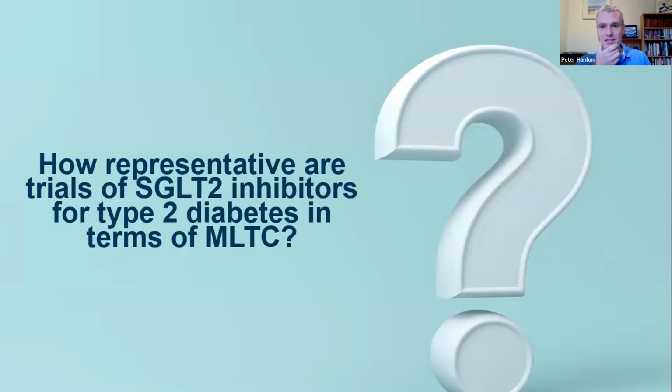So the last bit, and then I'm keen to open it up for questions and discussion, is taking one of those classes as an example. So the SGLT2 inhibitors, the ones that we seem to show get a bit better with age in terms of their cardiovascular benefits, but which we might have doubts about how much frailty there may be. How representative are they in terms of multiple long-term conditions?